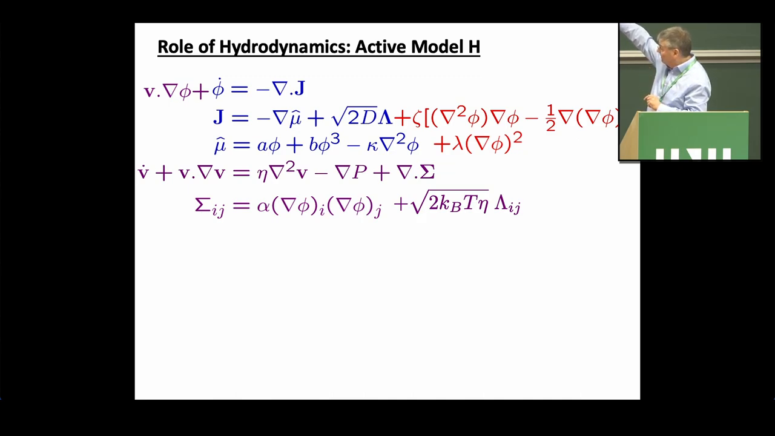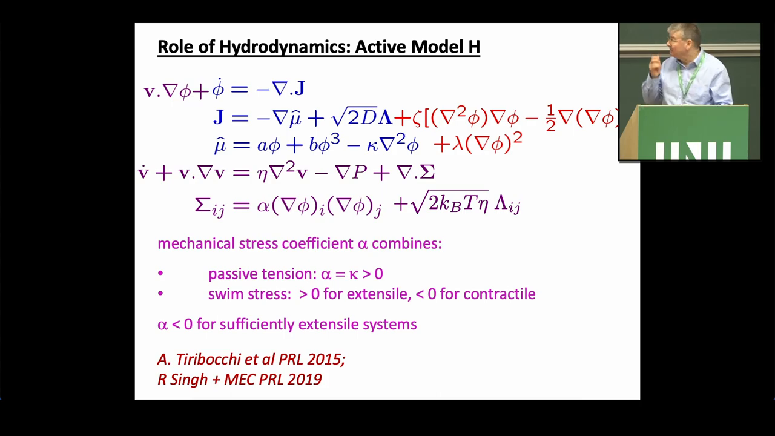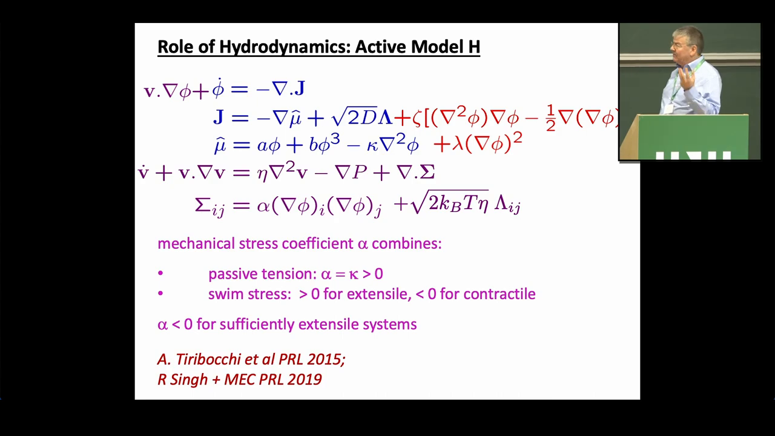model H. And the only other thing which is a twist on this is, what is this coefficient alpha? So in model H, if I want this set of blue and purple equations without the red pieces, I want that to have detailed balance, that's fine. But alpha, which I can compute because I can calculate the stress from the free energy functional, it's basically kappa. So that gives me a passive interfacial tension, alpha equals kappa, and that's positive.